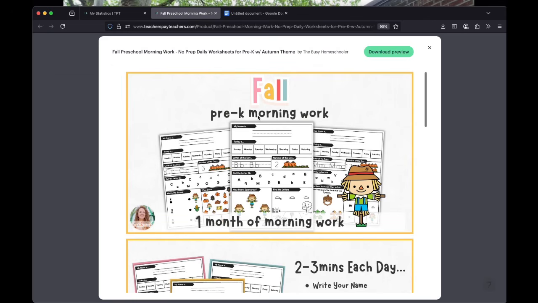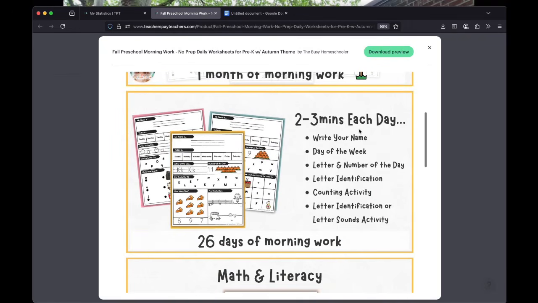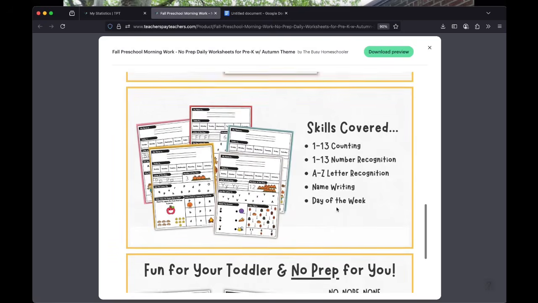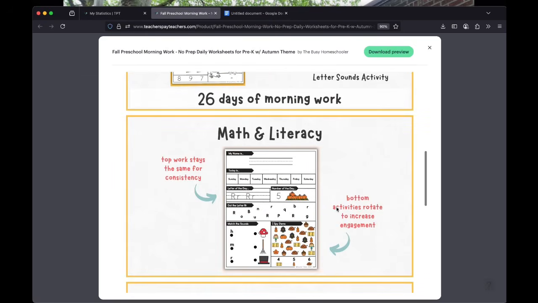So instead of saying fall pre-K morning work here, I think I'm going to make it really big: 1 month of morning work. And then I like this 2 to 3 minutes each day, breaking down what the students are going to be learning in 2 to 3 minutes a day. But I think taking the time to show them a page up close.